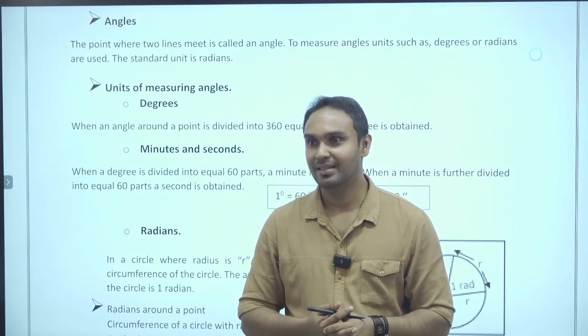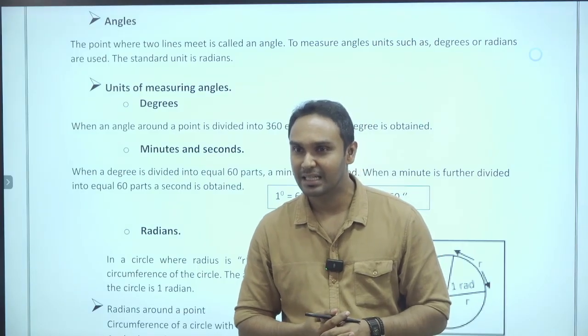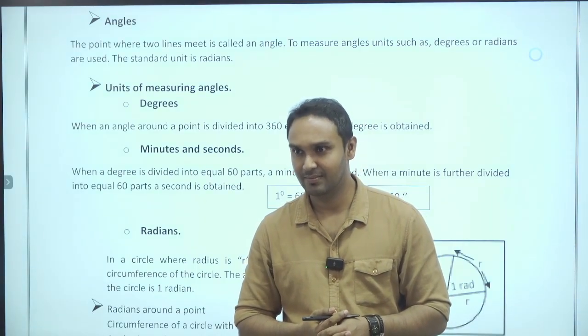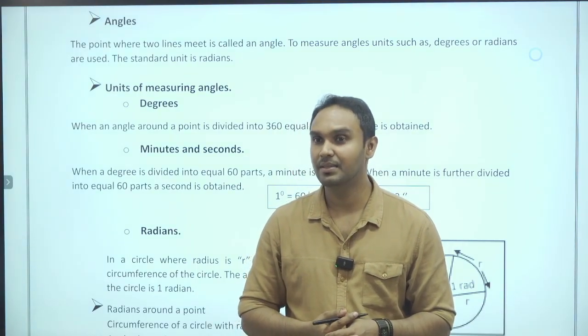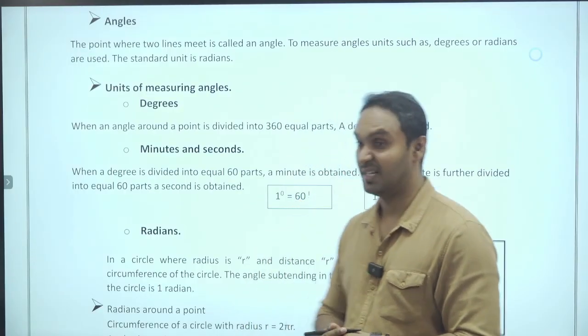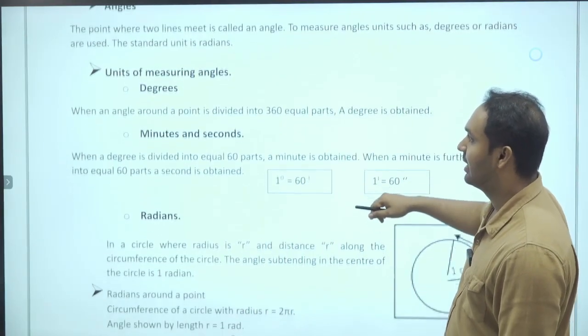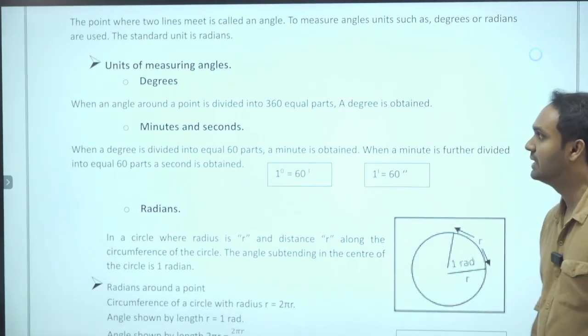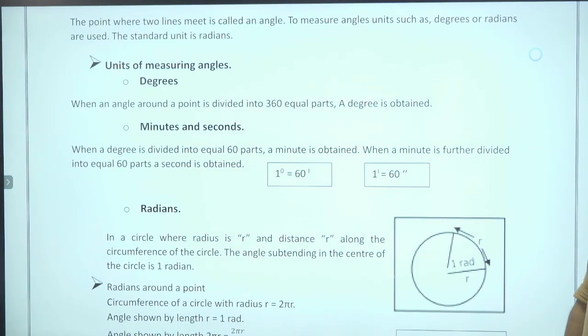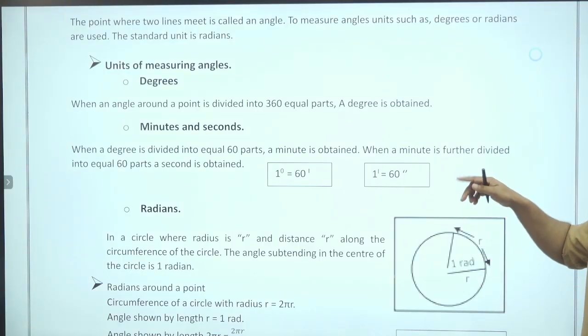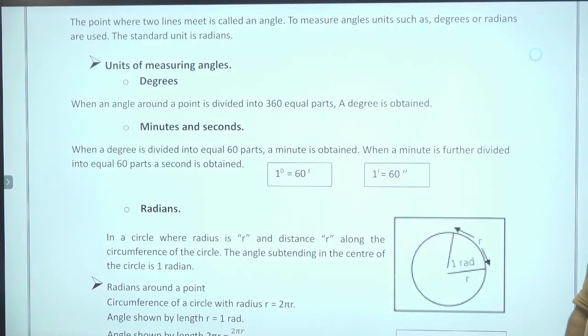So divide the angles into 360 divisions, and 1 out of 360 divisions will be 1 degree, right? So when an angle around a point is divided into 360 equal parts, a degree is obtained, right? Easiest way to obtain a degree: divide the angles around a point into 360, so you get 1 degree.